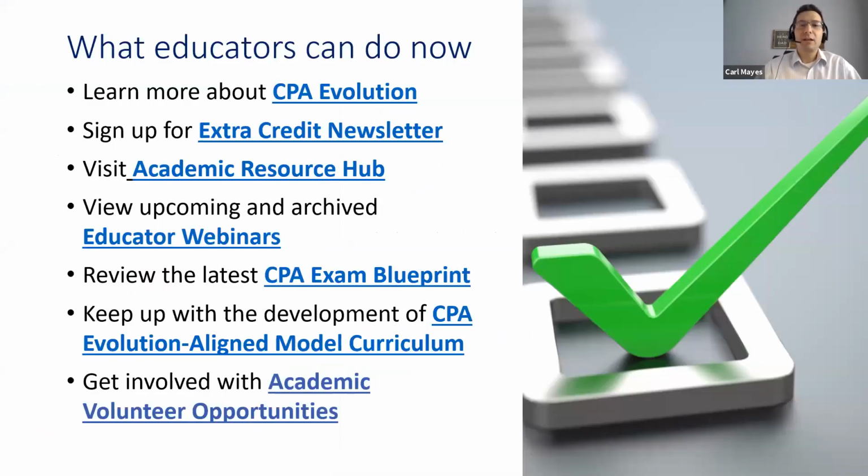And then last slide here, and then we can take some questions for a moment. So what can educators do now? Learn more about CPA Evolution. Go to evolutionofcpa.org and familiarize yourself with the initiative. Sign up for the Extra Credit newsletter. It's free, and virtually everything that we do is going to be covered in Extra Credit, so you'll be up to date. Visit the Academic Resource Hub and check out those resources. They're free. You don't have to be an AICPA member. You can access those.